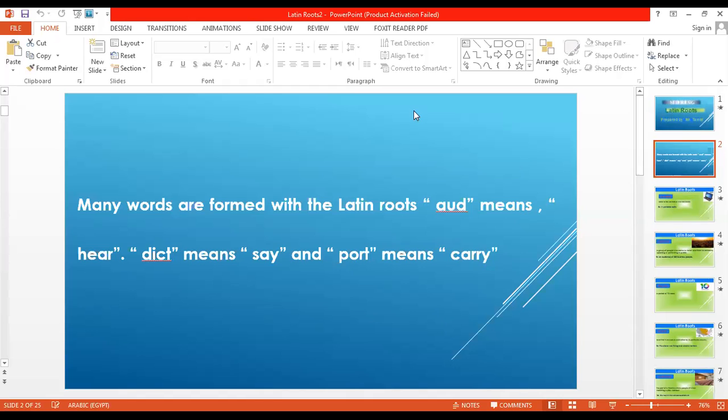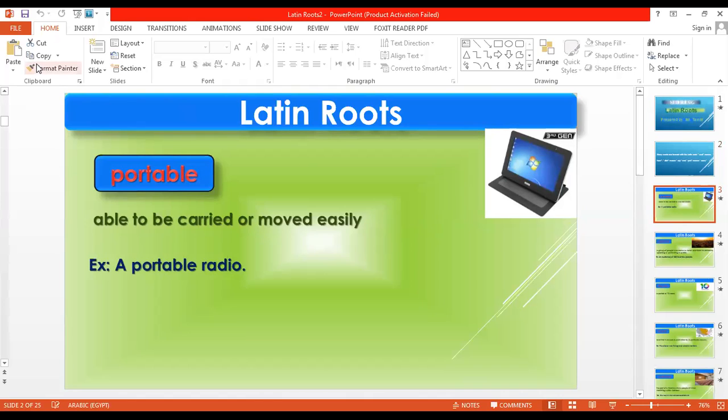Let's start the words. The first word is portable. Portable means able to be carried or moved easily. So anything that you can carry, we call it portable. A portable radio means a radio that you can carry. If you say a portable computer, it's like a laptop. So portable means something that can be carried.